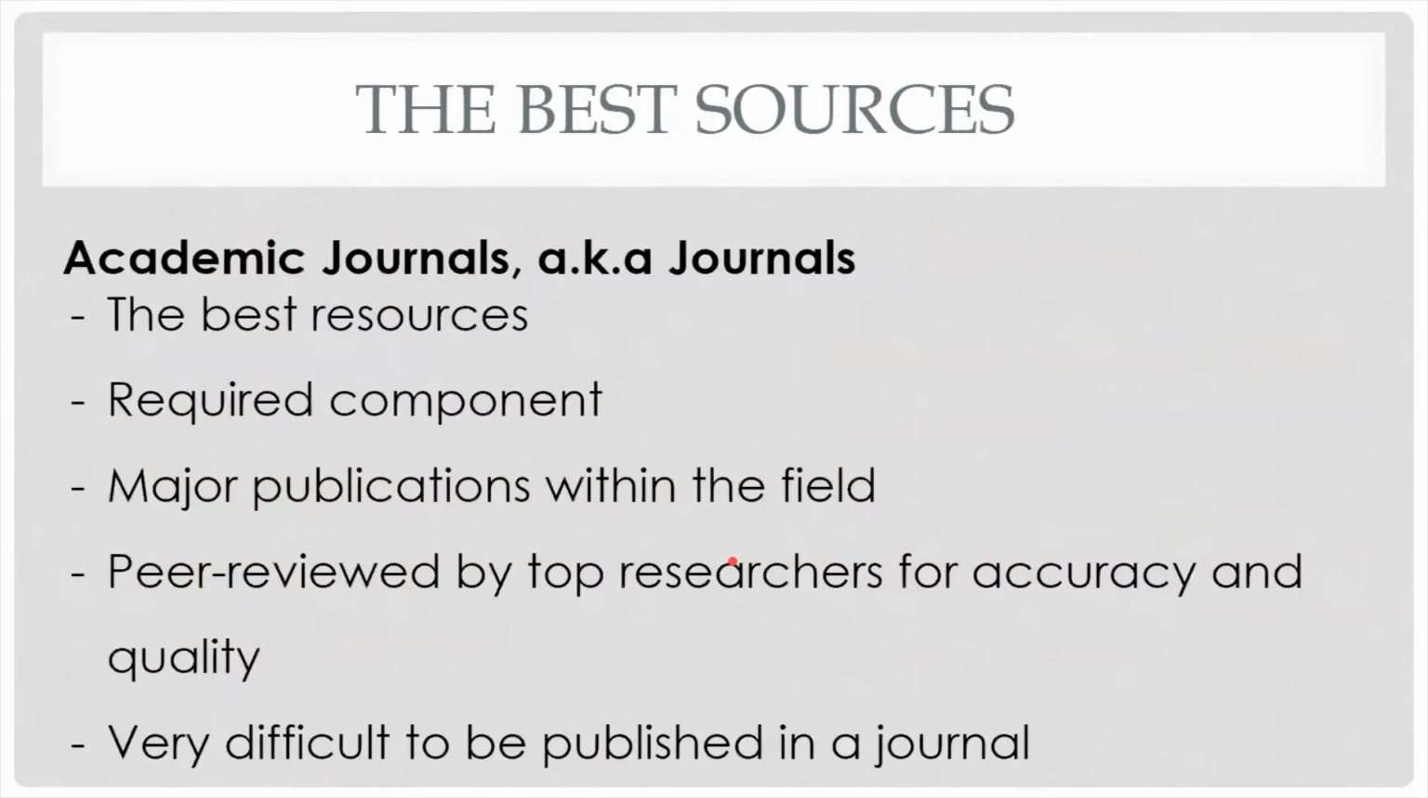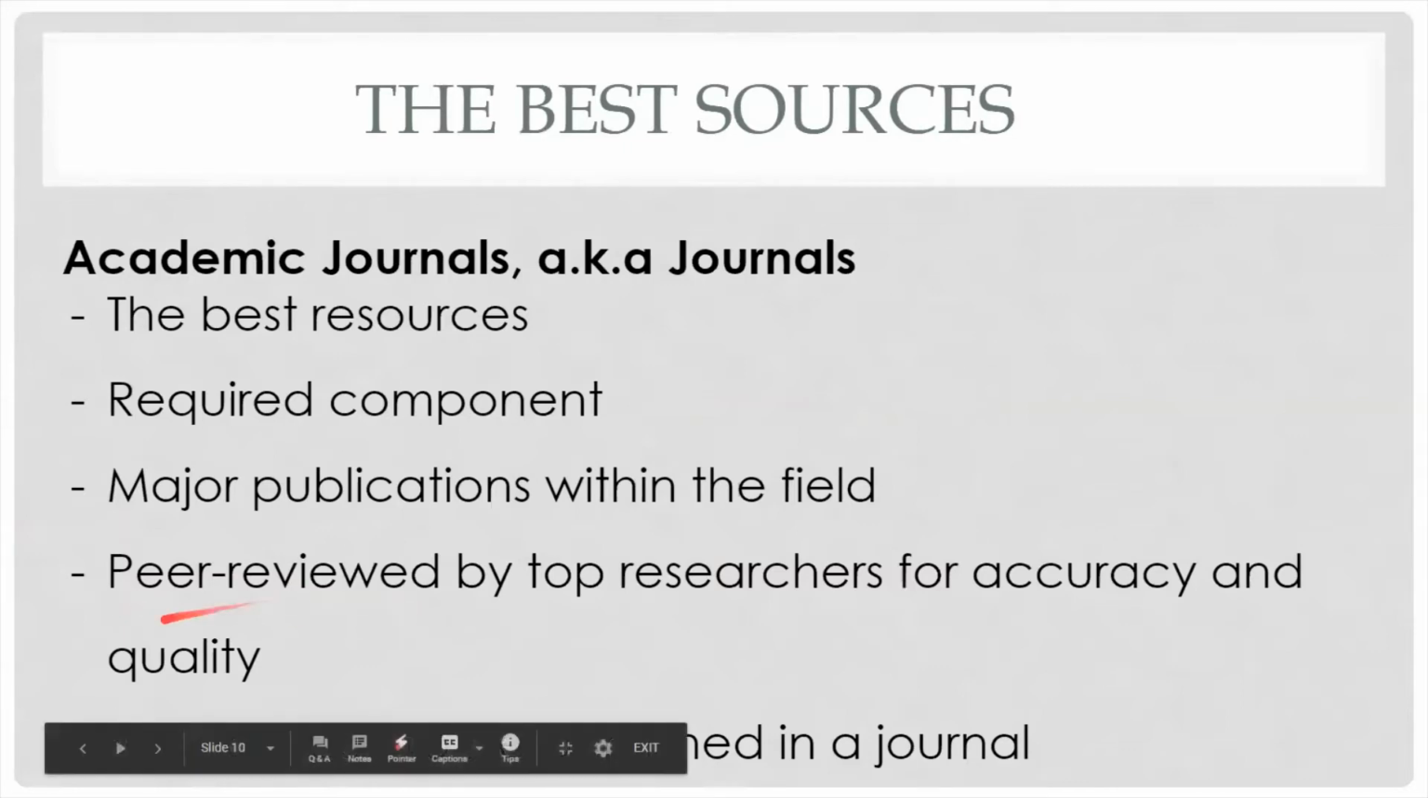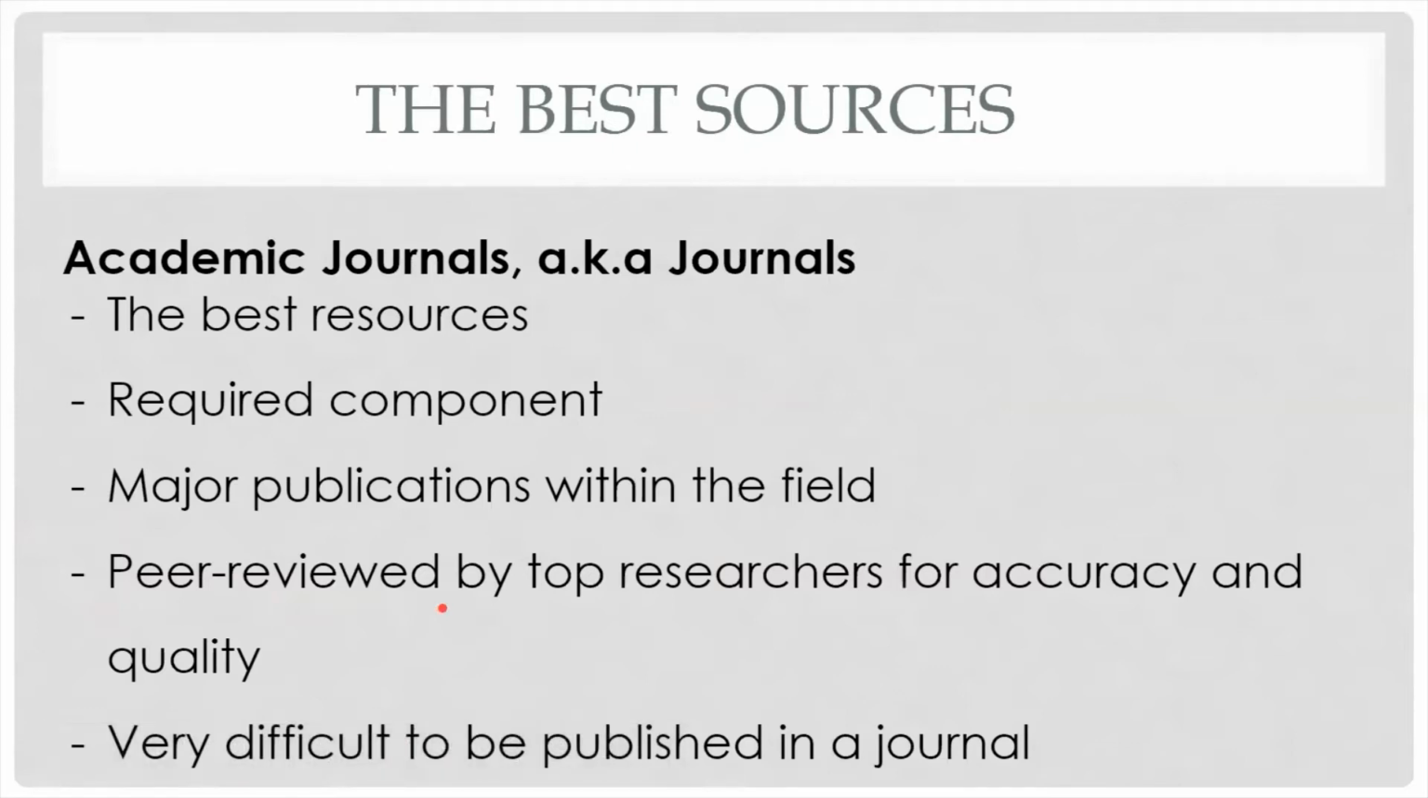The very best sources that you can use when researching are academic journals, which we'll just abbreviate by calling them journals. They're the best resources. They are required components of this project and many other research projects. They're from major publications within that field of study. And what makes them so good is that they're peer reviewed by the top researchers for accuracy and for quality. Oftentimes it can take years to review a quality study and allow it to be published in an academic journal.